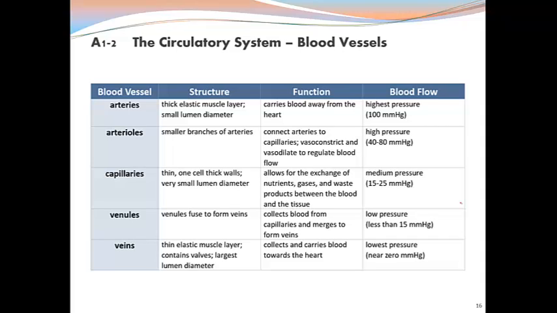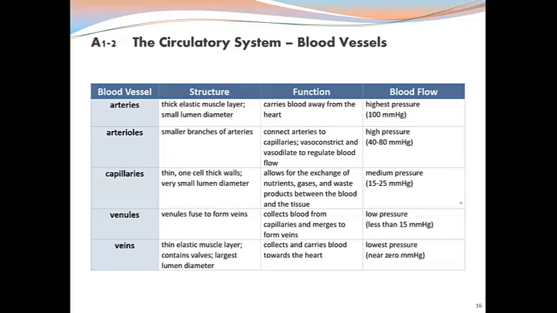So from arteries, these have a very thick, elastic muscle layer. These carry blood away from the heart. And then they go into smaller branches of arteries called arterioles, and these connect arteries to capillaries. Now, capillaries are where we have the site of gas exchange. This is a site of nutrient exchange, as well as waste products from the blood that come from muscle tissue.